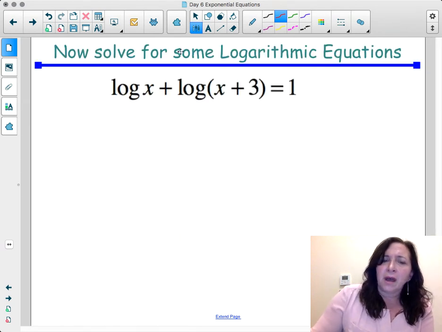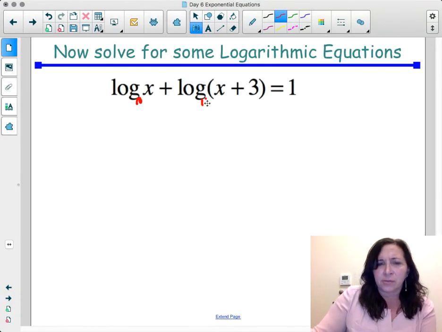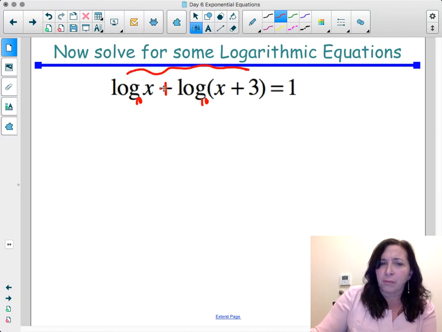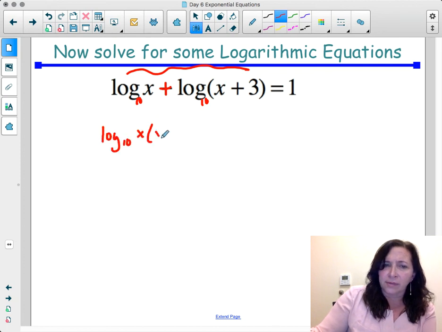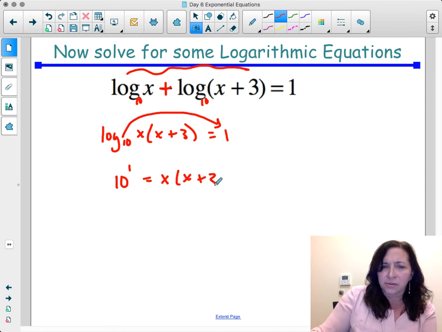For this problem, one thing to do is, okay, we know the bases are the same. We know the bases are both 10. When the bases are the same, that's the same thing as our log properties. See the plus? That's going to be times. We're going to use the product rule and combine these two terms. So we end up getting log base 10 of x times x plus 3 equals 1. And then you're going to say, oh, base to a cross equal sign. So you're going to go 10 to the 1 power is equal to the argument, which is x times x plus 3. So you have 10 is equal to x squared plus 3x.